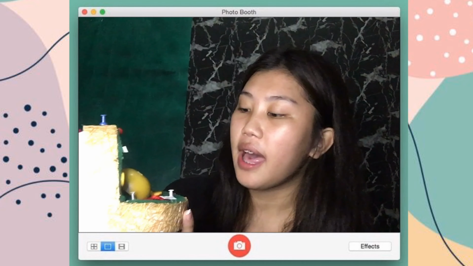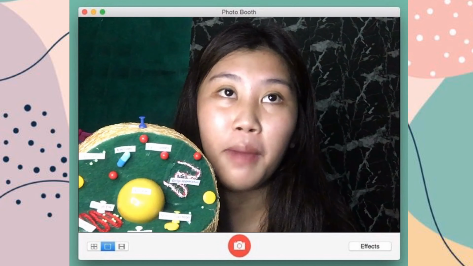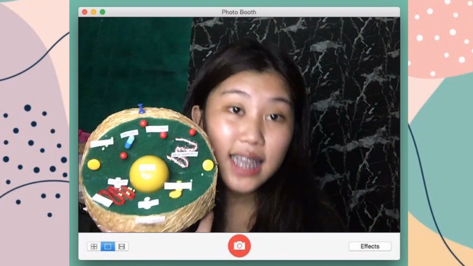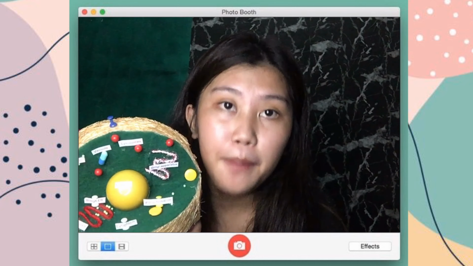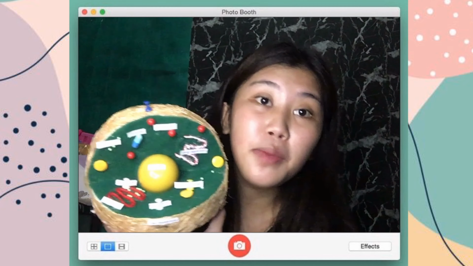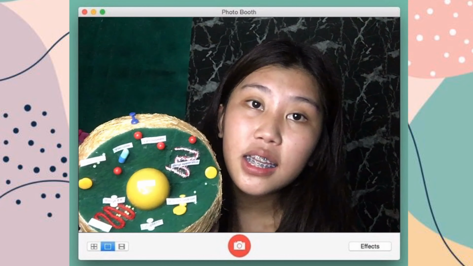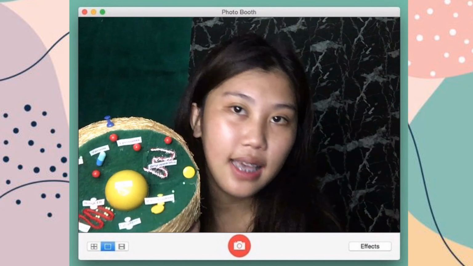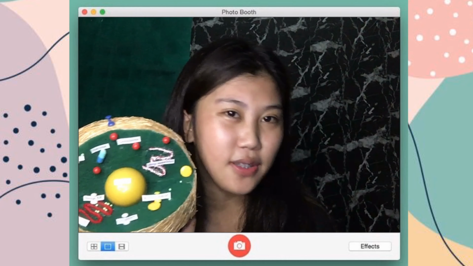Next one is we have mitochondria, or mitochondrion. It contains DNA which makes it semi-autonomous. It also contains a double membrane with the inner membrane folding to form cristae. It is also known as the powerhouse of the cell.